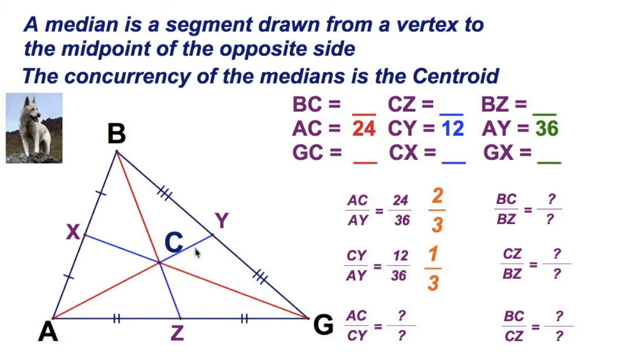See how this piece relates to the blue piece. Now, I said the blue piece, CY. And I'm going to say 24 to 12. Well, that's clearly going to be 2 to 1.